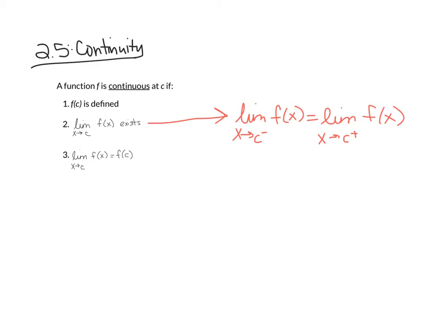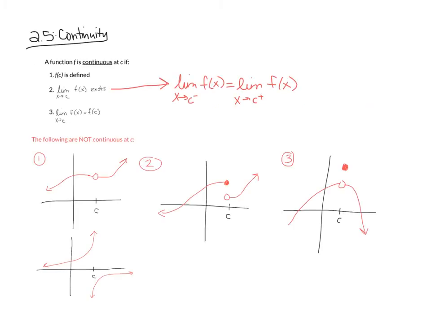So I'll give you some examples that are not continuous, and then we're just going to go ahead and work out some problems. Okay, so for the following functions, these are not continuous. For number one, that one is not continuous because in that case, f of c is not defined. For number two, f of c is defined. There is a point there. However, the limit does not exist.